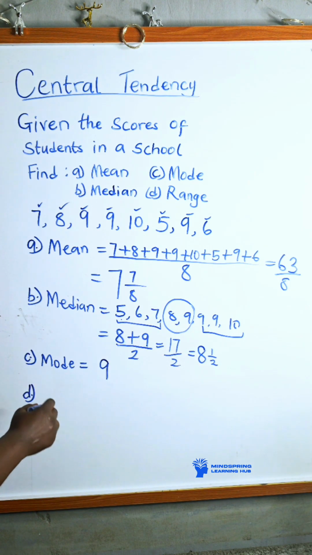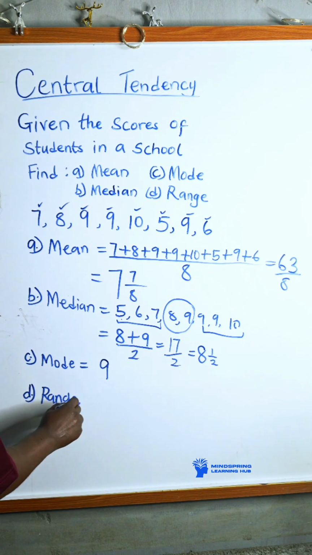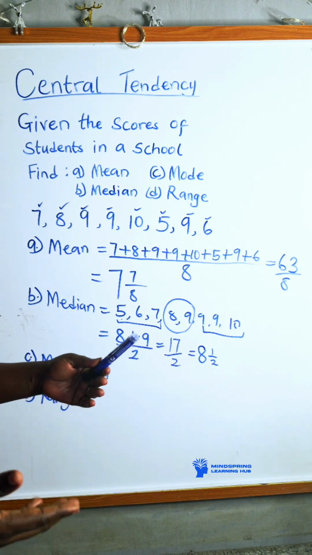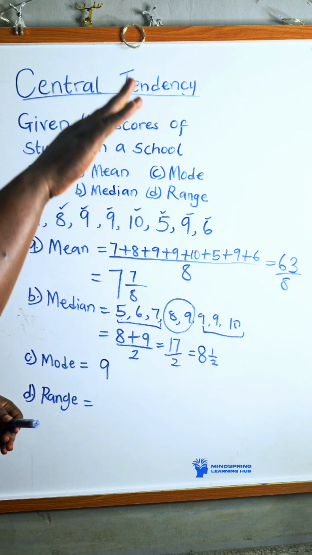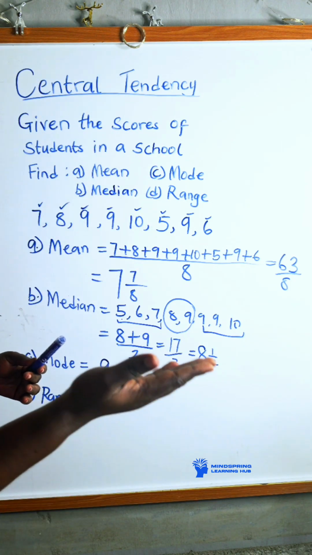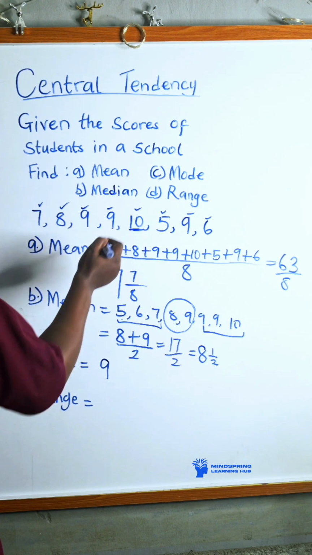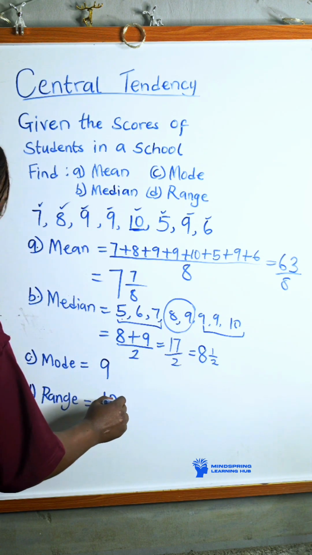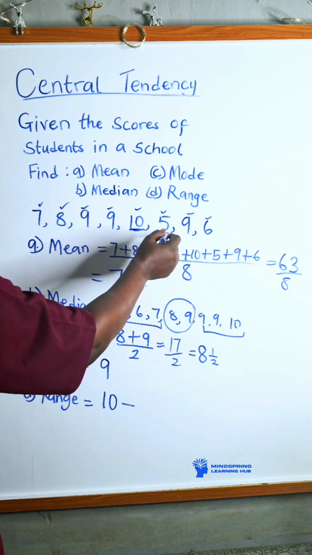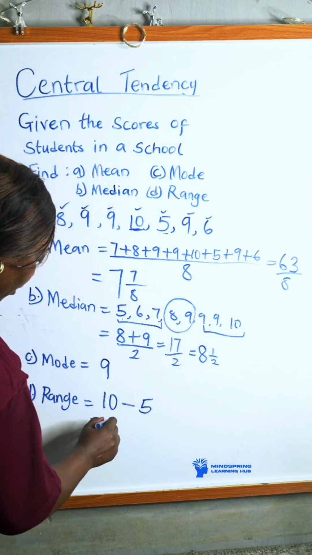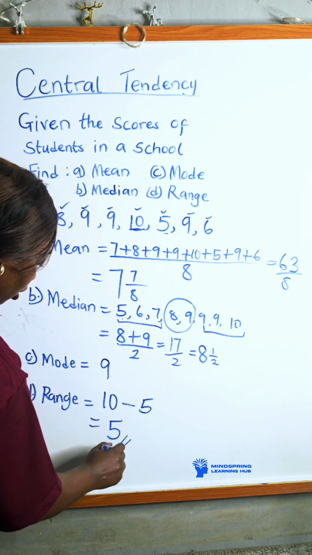D. We are asked to find the range. What is the range? Range is the highest value minus the lowest value. Highest value minus the lowest value. That's your range. So look at it. What's the highest here? You have 10. 10 is the highest. Minus what's the lowest? You have 5. So 10 minus 5, you have 5. So this is your range.